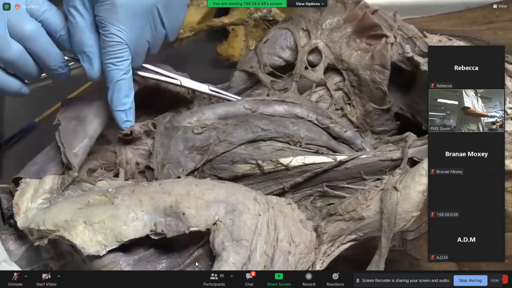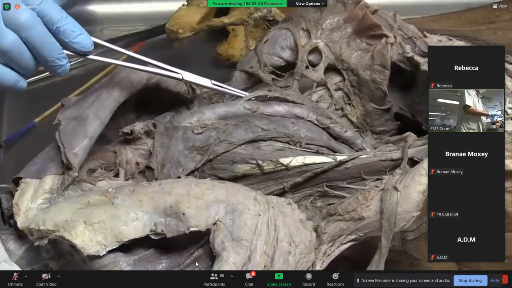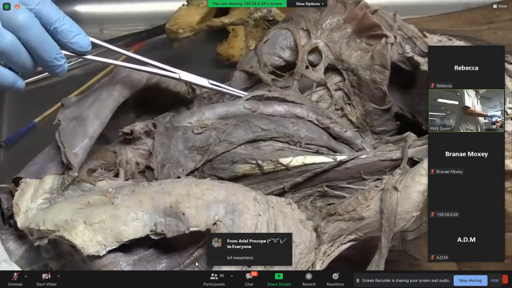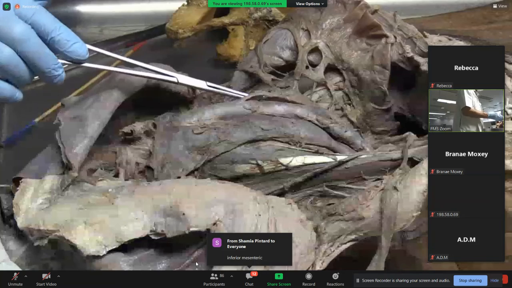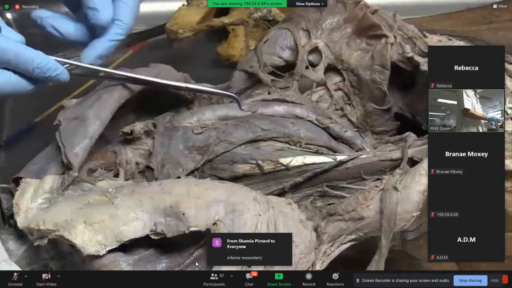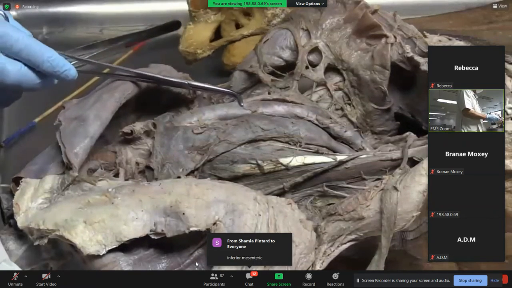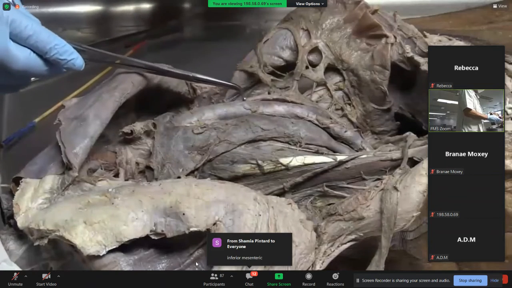Superior mesenteric, celiac, superior mesenteric, and this one is the inferior mesenteric, right? Okay, very good. Okay, so what vertebral level is that now? Anybody? That one you have to know. What vertebral level is that?